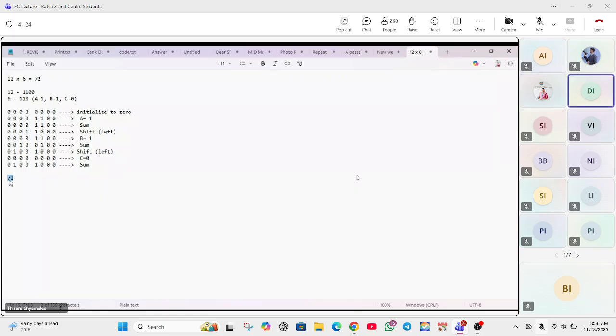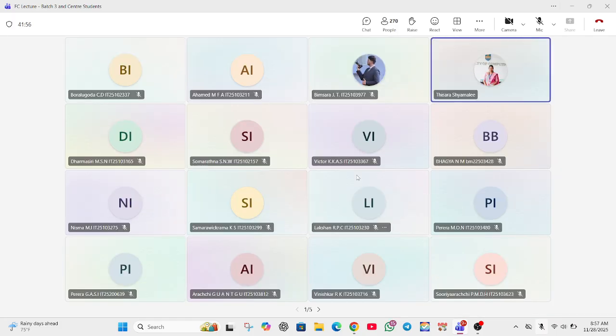All right, Miss, thank you. So if you get another number, that means your answer is wrong. That means you may have had some calculation issue in these steps. Otherwise, you will get this answer. According to my example, if you get the 72 here, then your answer is correct. Okay, so I think there are no more questions regarding the binary multiplication.